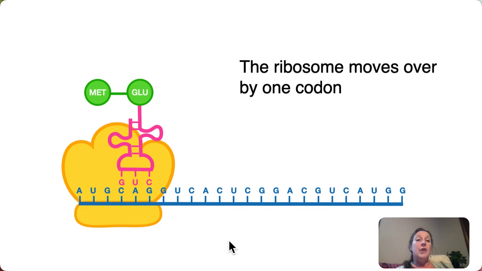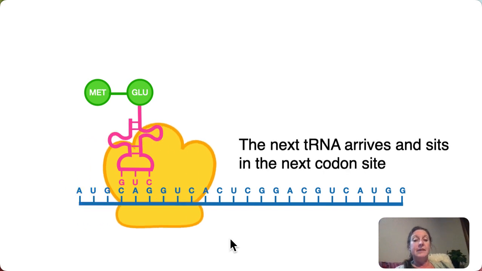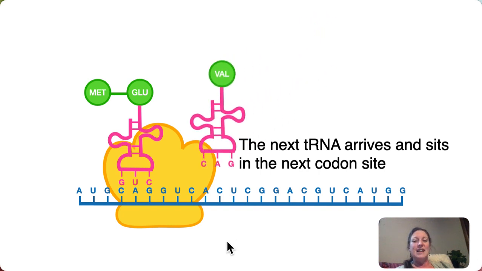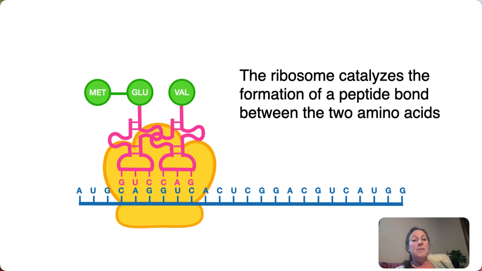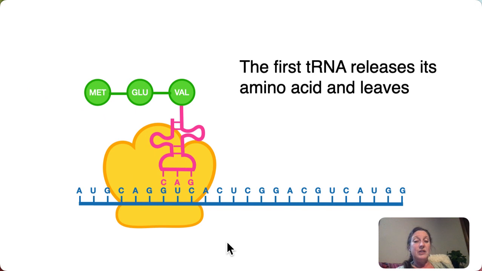Now the ribosome moves over by 1 codon. The next tRNA arrives and sits in, again, the second codon site. Right? The ribosome makes the bond between the 2 amino acids, and once again, the first tRNA leaves. What you'll see is that each tRNA is still only holding the amino acid that it can be connected to. So this tRNA cannot hold any of these other amino acids, only this one, valine. But the amino acid strand, or the protein strand, is growing all the same.